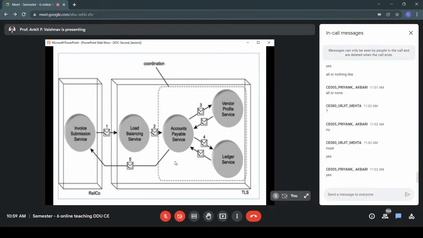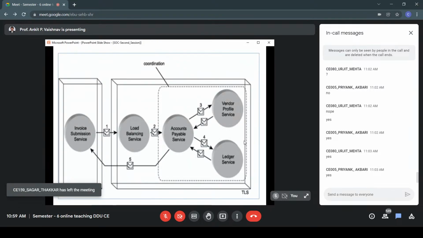Right? So actually, accounts payable, vendor profile, and ledger, all three have to be atomic, right? Or you can say this is a combination of atomic services or atomic behavior, fine? Atomic is not only for banking transactions, right? It is also for a business task. Over here, we are doing a business task.